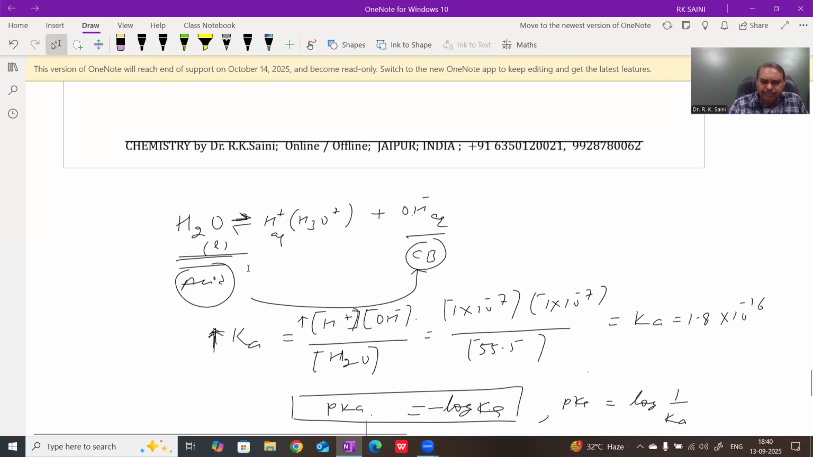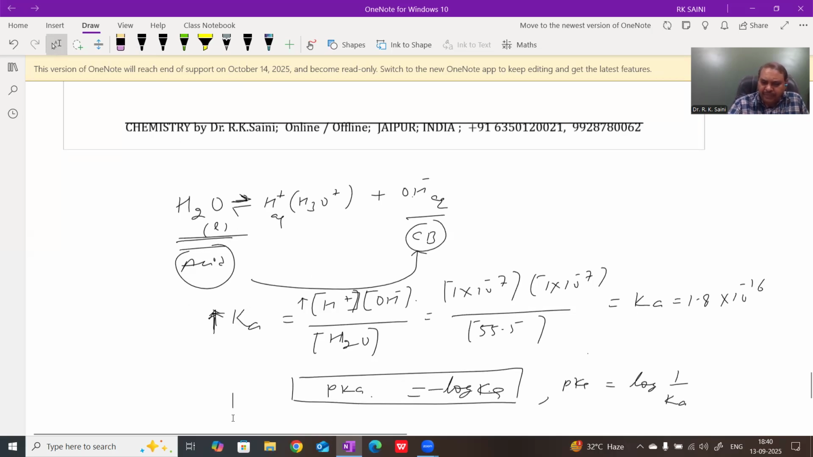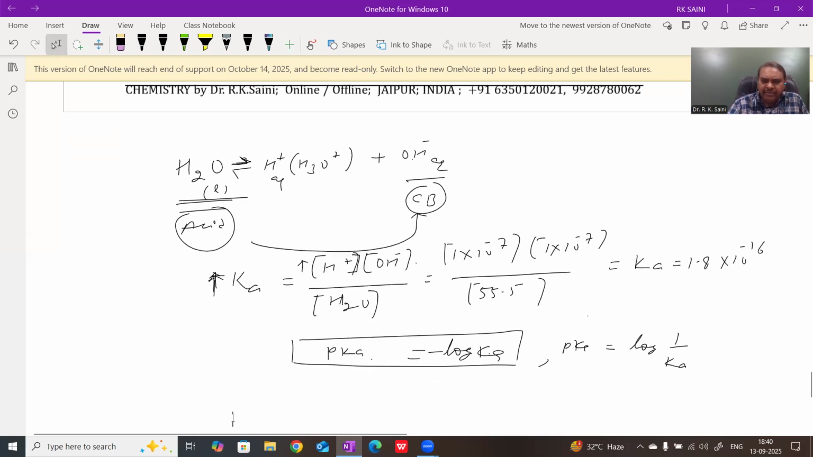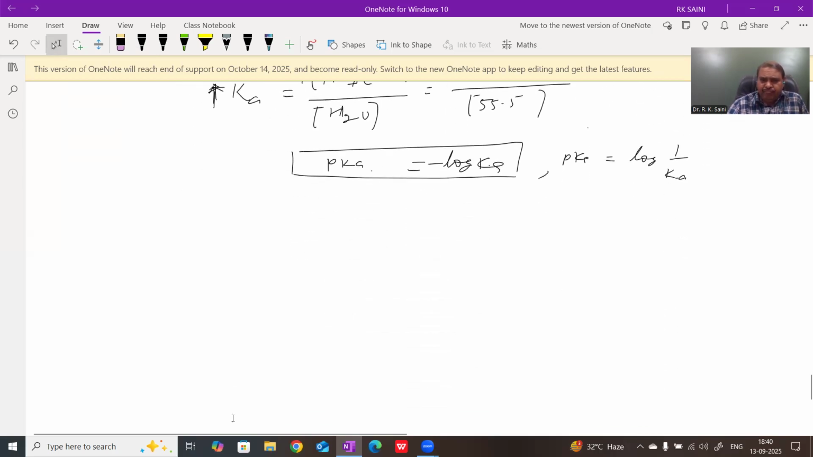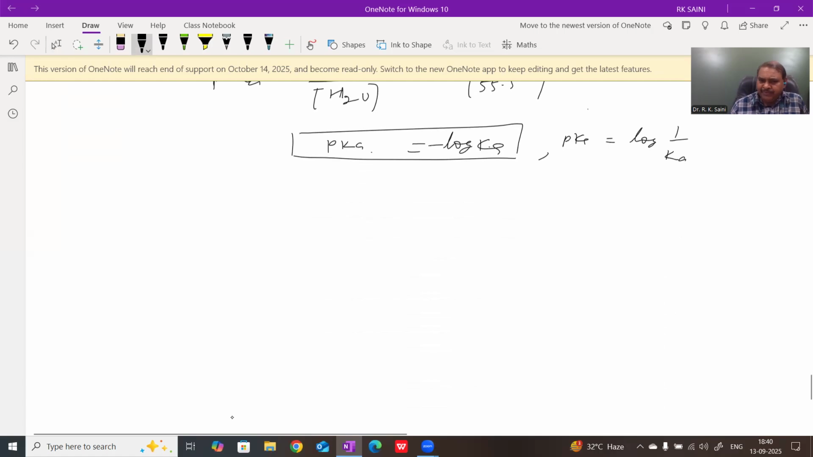Taking negative log of Ka, now putting the value of Ka, 1.8 into 10 to the power minus 16 in the case of water, therefore their pKa is 15.74.